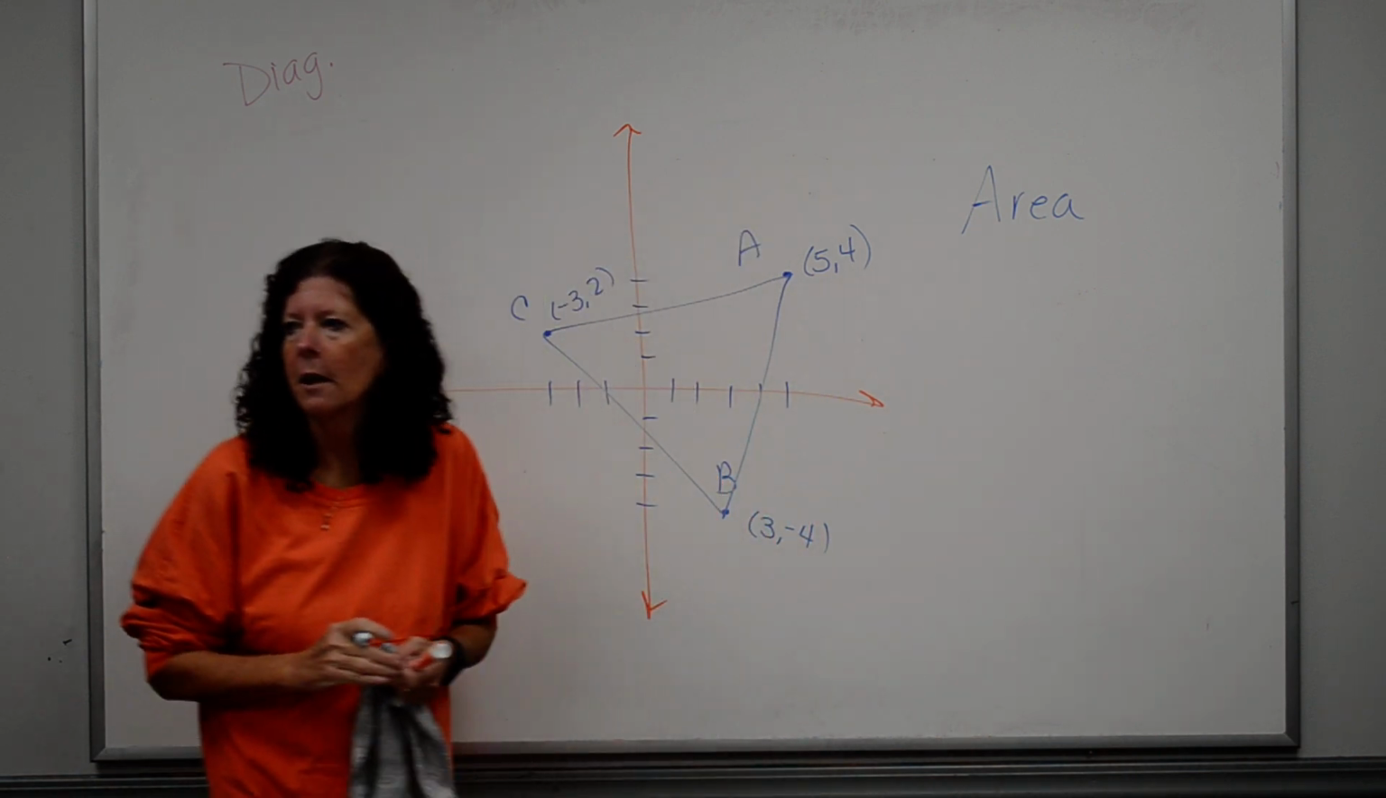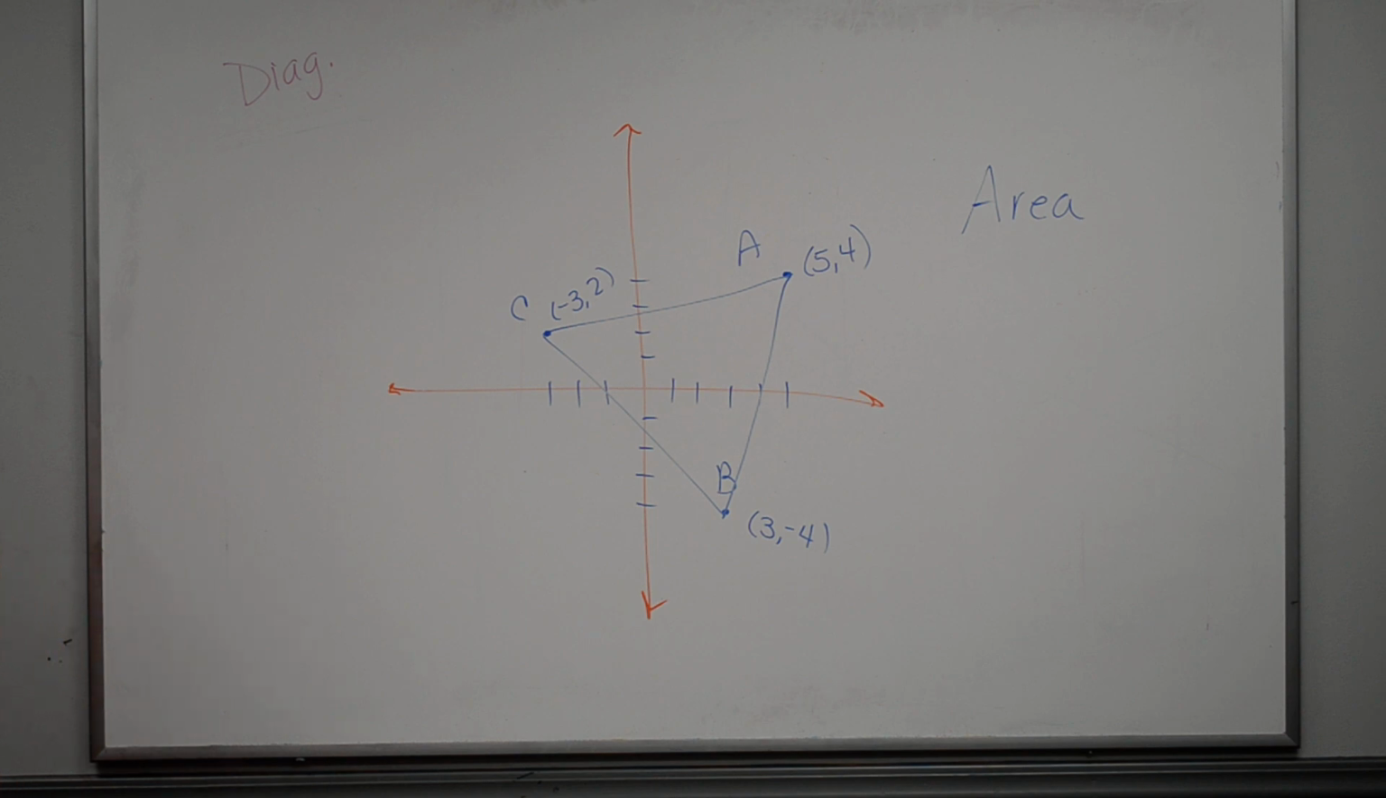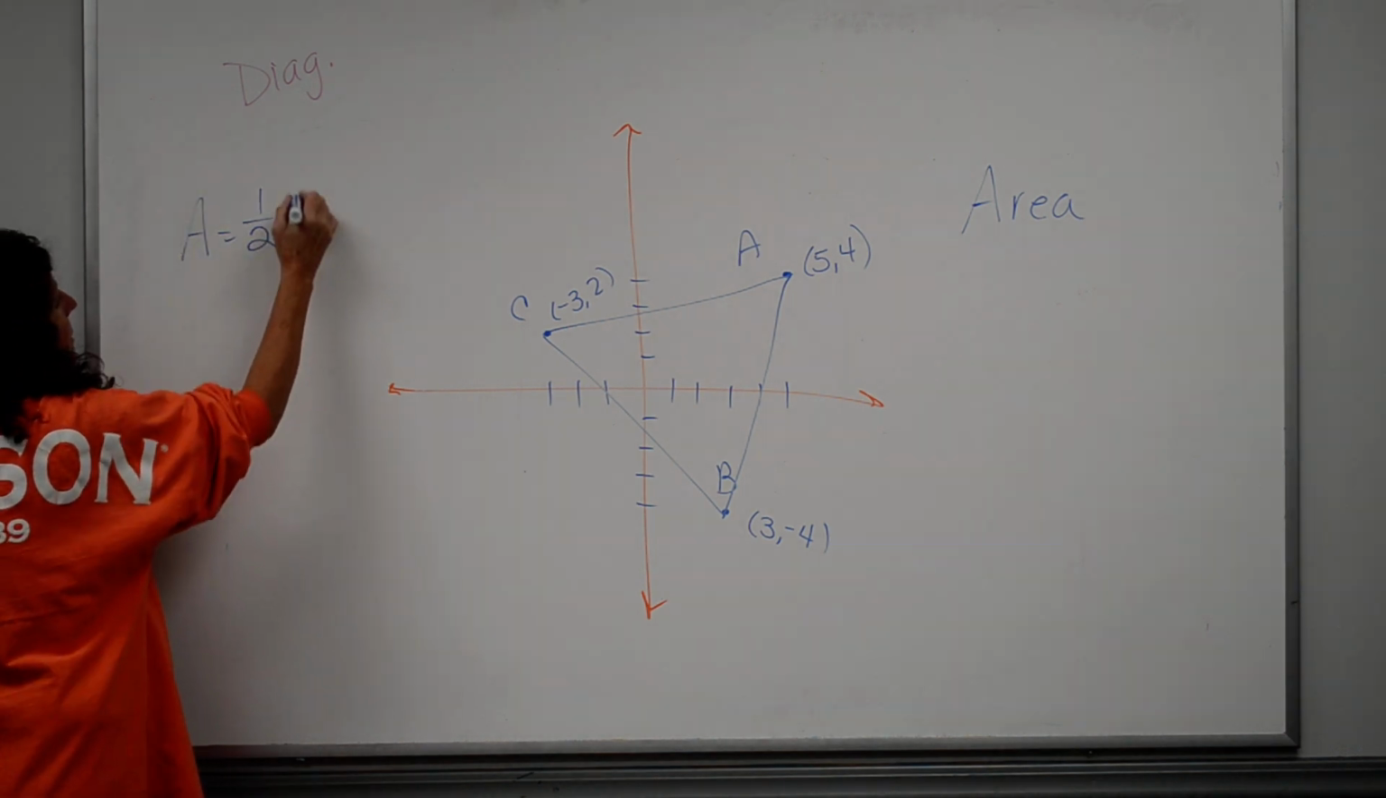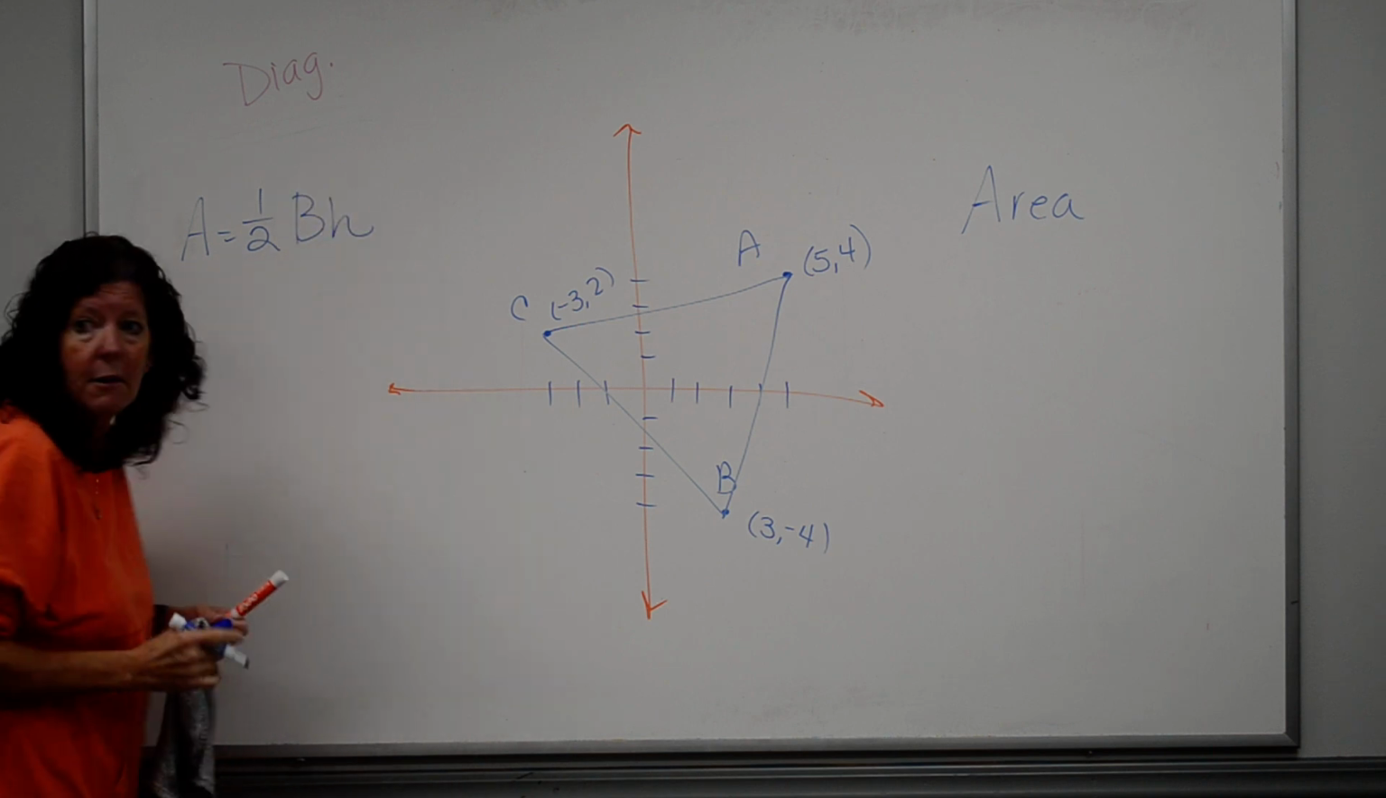How do you find the area of a triangle? Y'all remember? You know the formula. I'm pretty sure you do. Area is equal to 1/2 the base times the height. Yeah. Okay, you've seen that before.